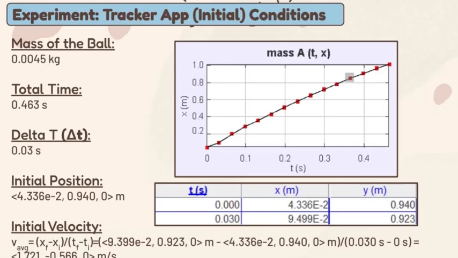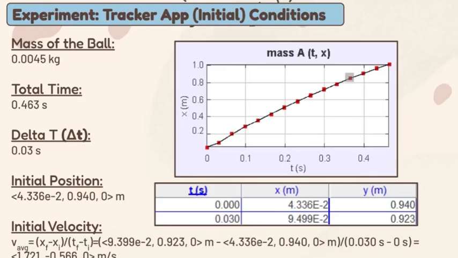Here are the initial conditions according to both some measurements we conducted and the Tracker app. After weighing the paper ball on a scale, we found the mass to be 0.0045 kilograms. The total time was 0.463 seconds, the change in time, or the increments between each frame, was 0.03 seconds, and the initial position vector was 4.336 times 10 to the negative 2, 0.9400 meters.